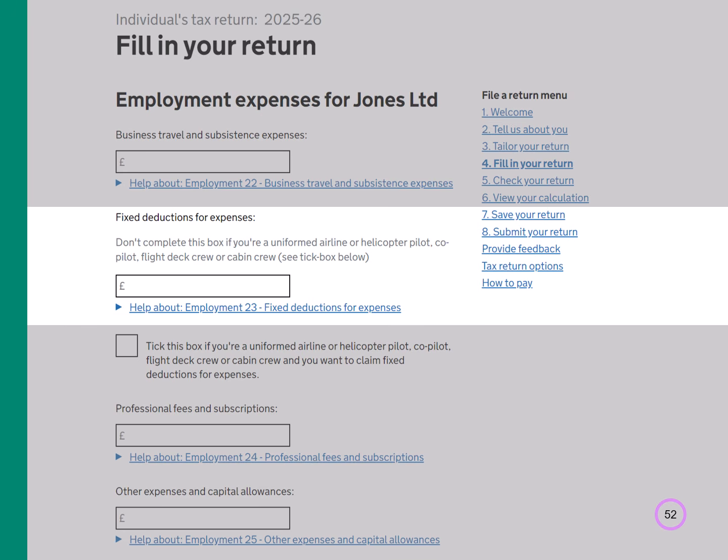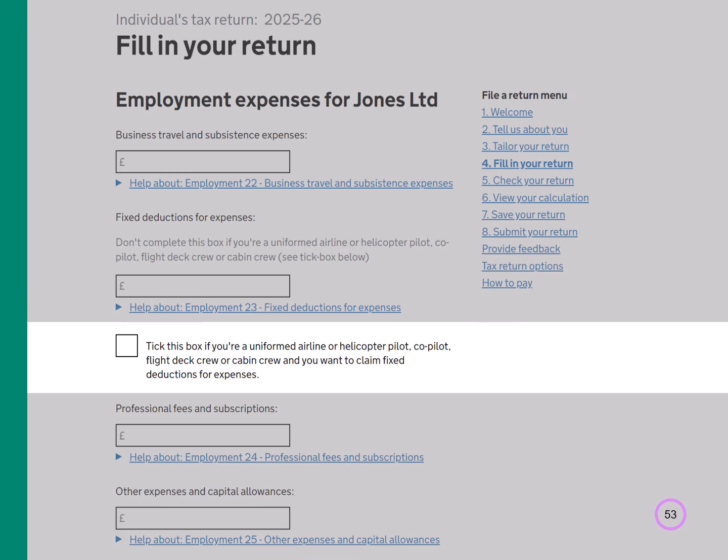If you want to claim the actual cost rather than the fixed rate, leave this box blank and include the actual amount spent in the other expenses and capital allowances box we'll see shortly. If you're a uniformed airline or helicopter pilot, co-pilot, flight deck crew or cabin crew, don't enter an amount in this box. Just use the tick box and the correct amount will be included in your tax calculation.